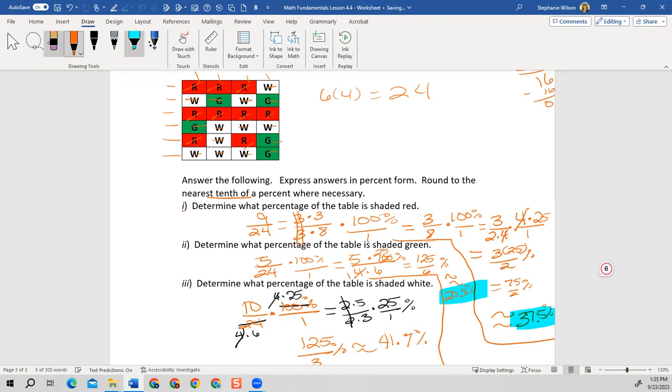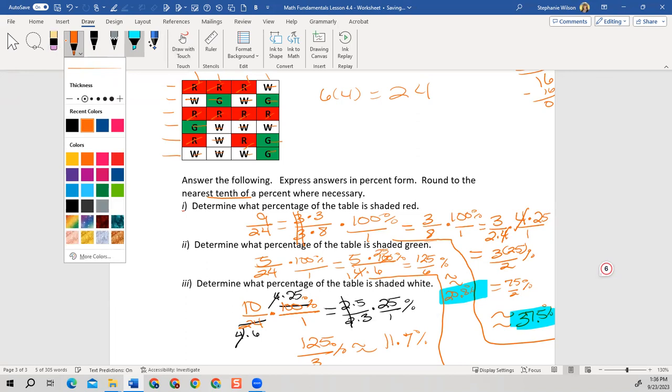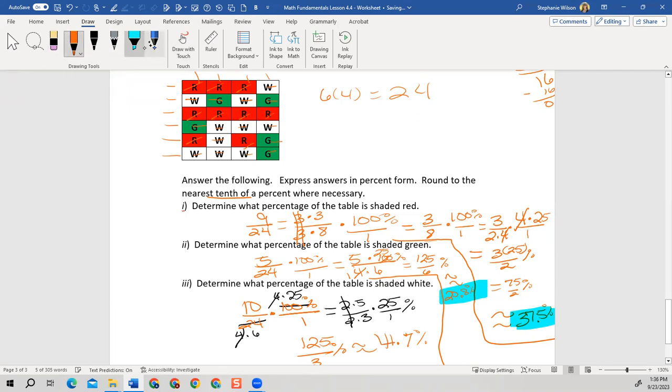And let me fix my 4 so it looks like a 4. There we go. Well, that's terrible. All right. Thank you.